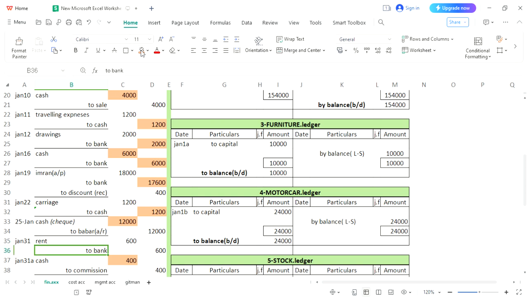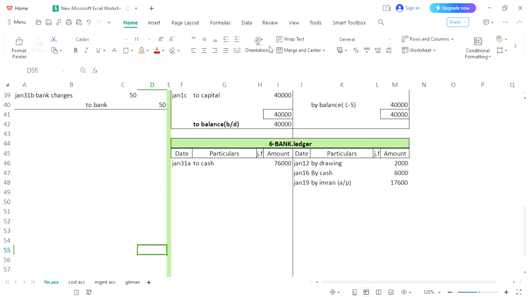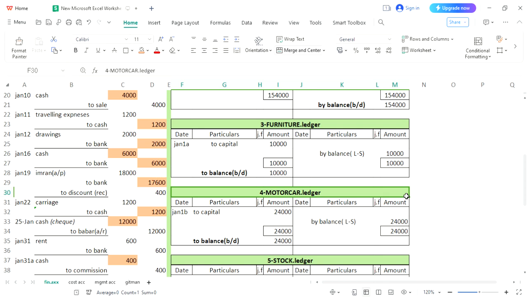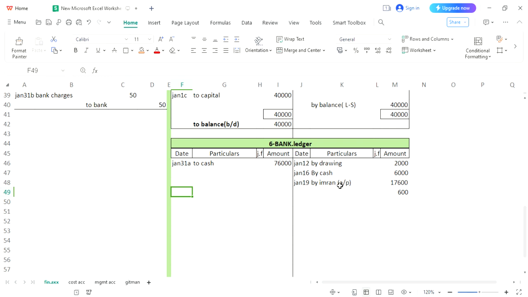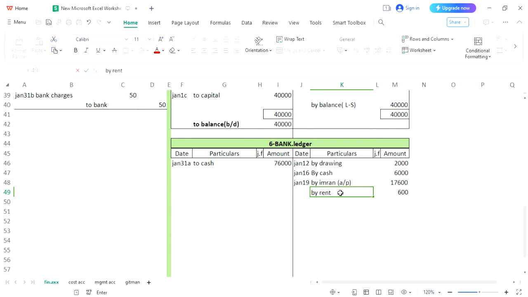Yes, we have found bank yet once again. On January 31, bank is credited by 600. Go to the bank ledger and write down 600 on the credit side. See what was its reference of 600. This was the 600 we have posted. What is written on the opposite side? Rent. Come down and write down rent, with the additional word "by".